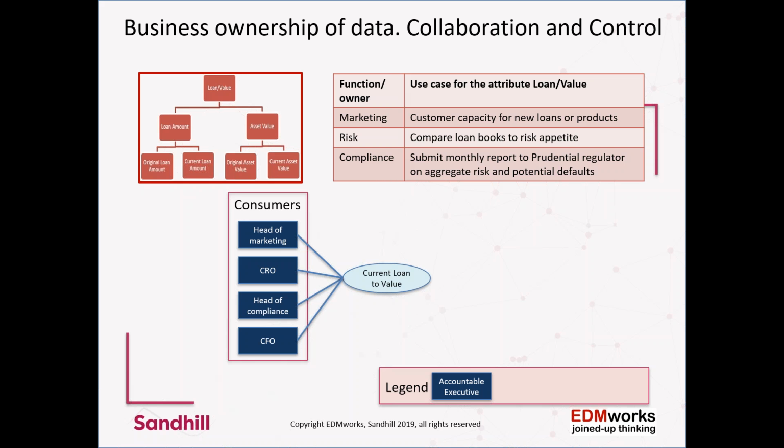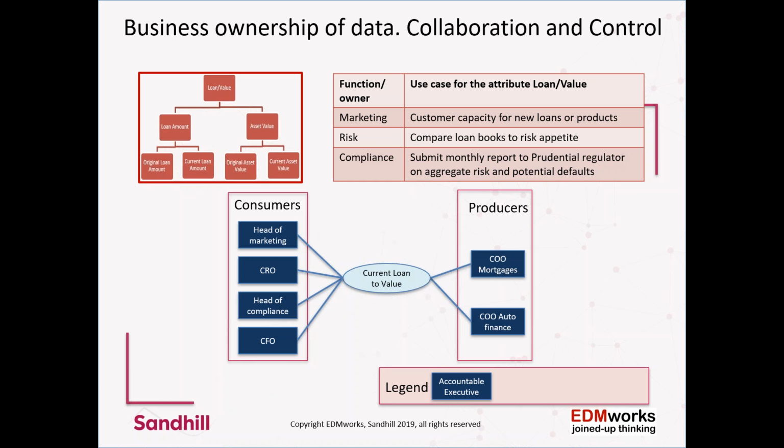So what we can do from a data governance point of view is find out who all our consumers are, and we do that by socializing, by sharing information about projects. In this case, we've got consumer owners of head of marketing, the chief risk officer, head of compliance, and the CFO we've added in there.